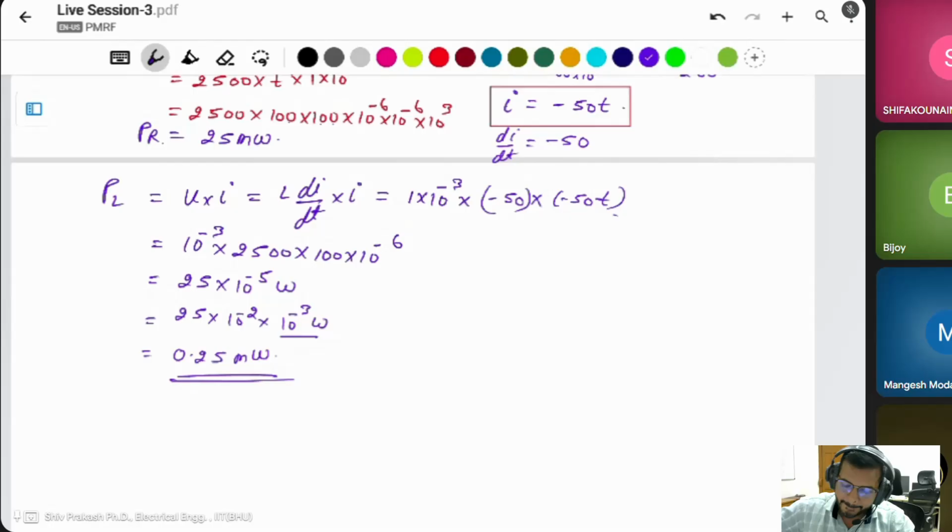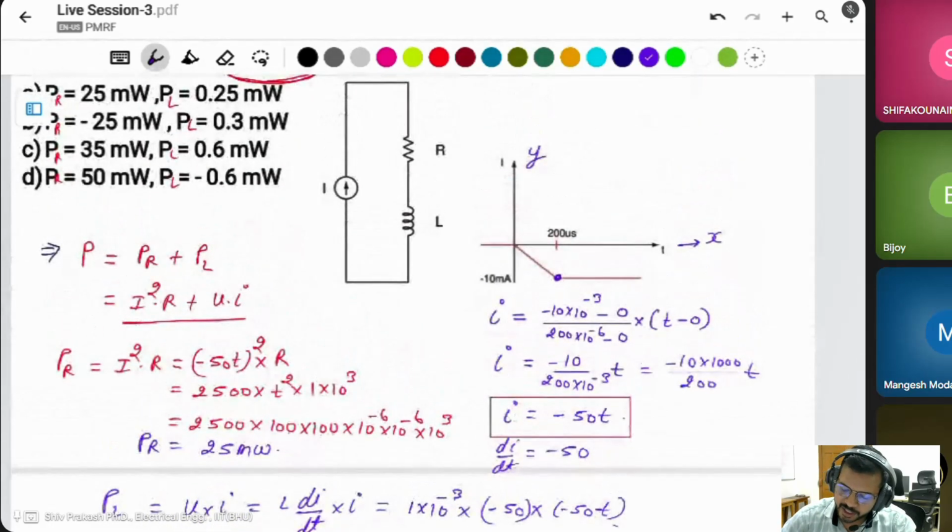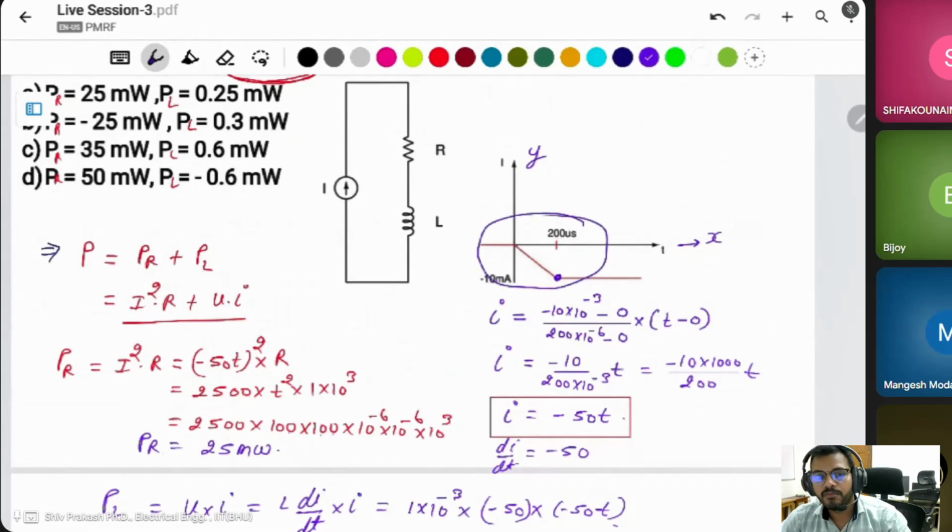Okay. First one, find the current equation from the given graph. Then simply apply the power formulas I square R and V into I.